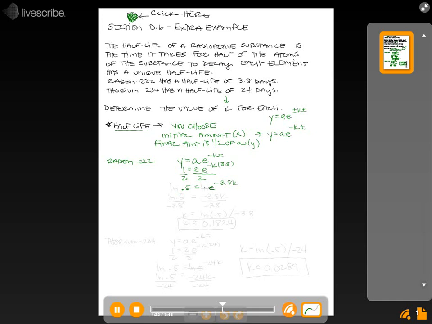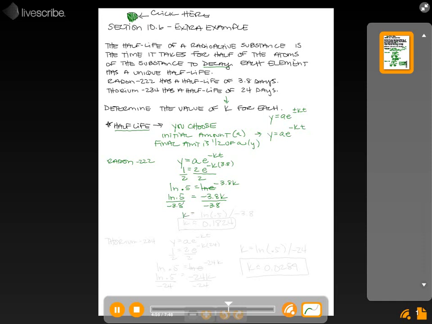Now if you think back to section 10.5, we have an e in there. We have to get rid of that, so we're going to use the natural log. Natural log and e, when they're next to each other, cancel each other out. So we're left with negative 3.8k equals the natural log of 0.5. To get k by itself, we're going to divide by negative 3.8.